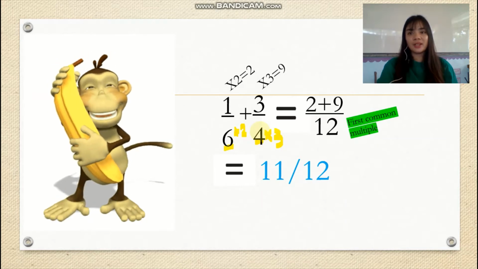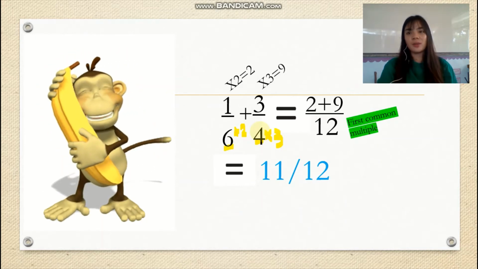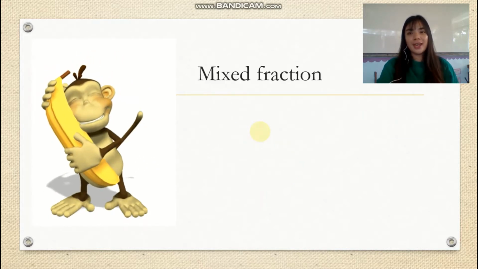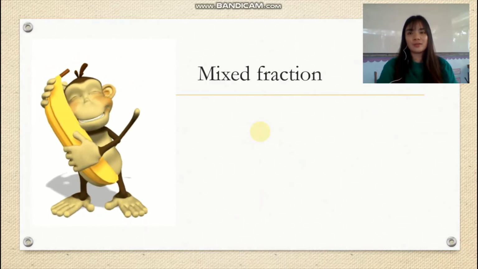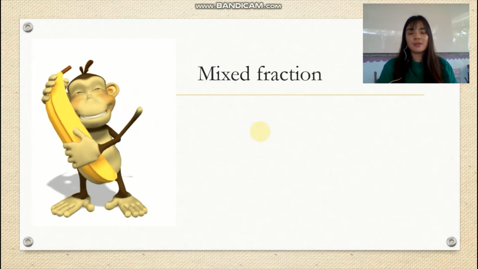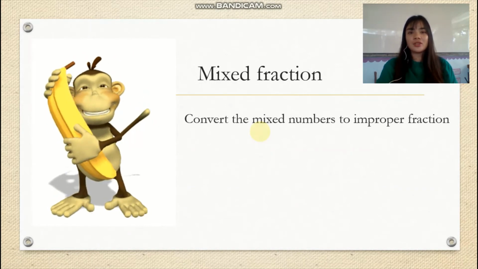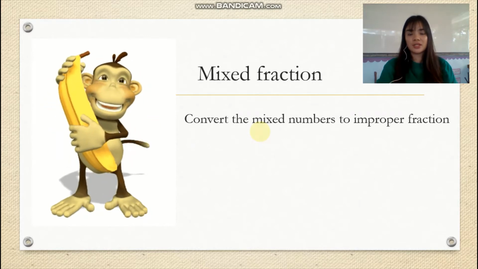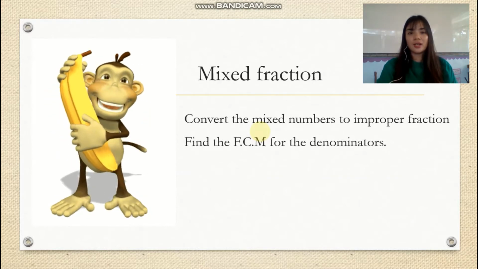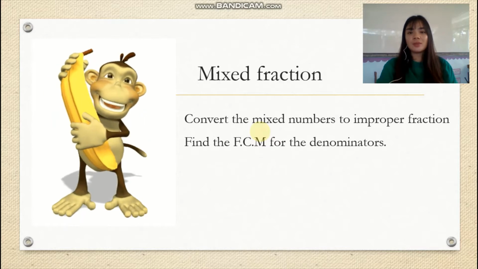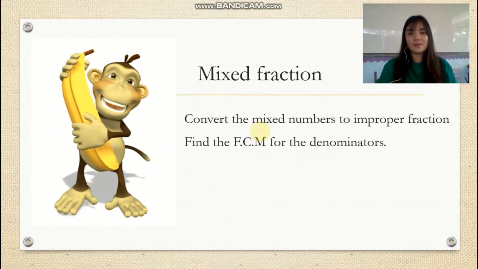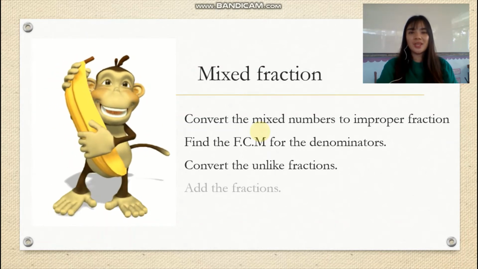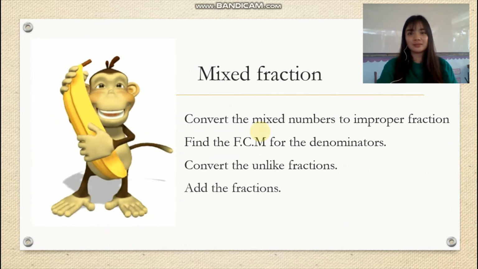Can we simplify our answer? Or can we make it smaller? No. What if we have mixed fractions? So if we have mixed fractions, we need to convert the mixed numbers to improper fractions first. Then, find the first common multiple for the denominators. Then convert the unlike fractions and we can add the fractions.